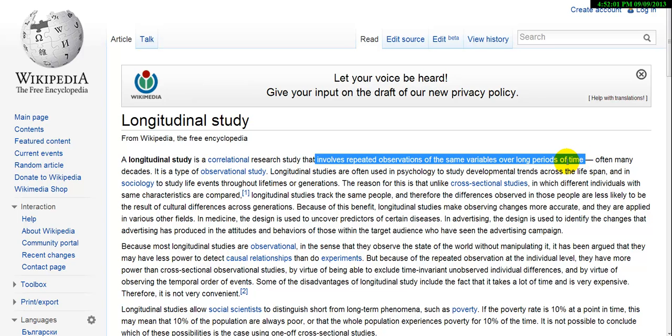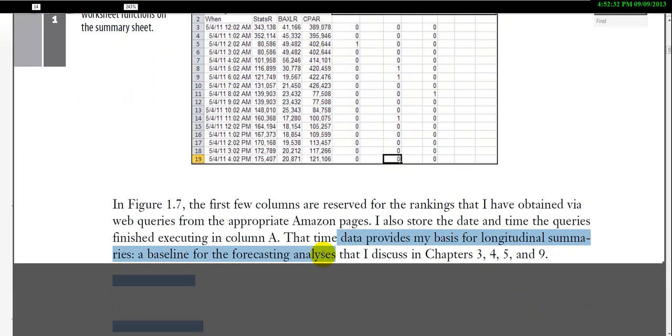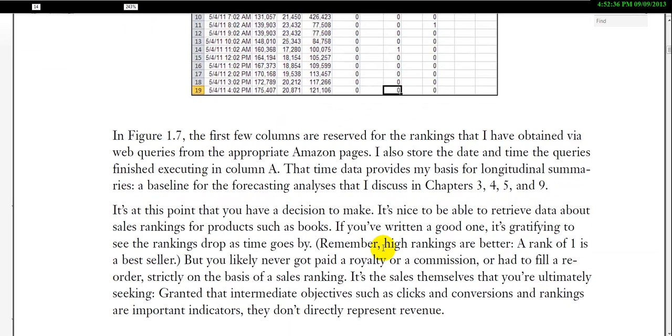In other words, we're looking at data over time. So in this case, we're looking at his ranking at Amazon over time. Right? We want to see what's happening at one point in time and the next point in time and so on. So that's called a longitudinal study, but I'll call it a time series. That time data provides my basis for a longitudinal summary as a baseline for the forecasting analysis that he discusses later.